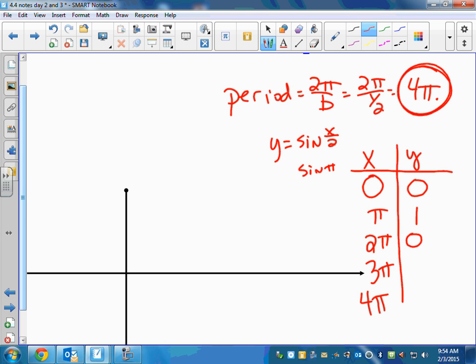Sine is y. 3 pi. Do not leave. Yeah, I'm holding you hostage. 3 pi is 3 pi halves, which is negative 1. And 0. I'm serious. We're not done. So let's do 4 pi.